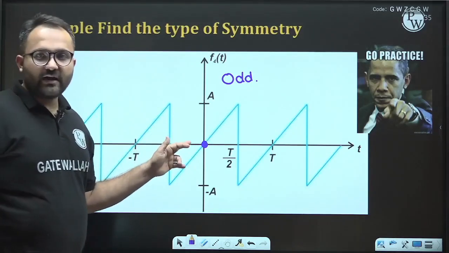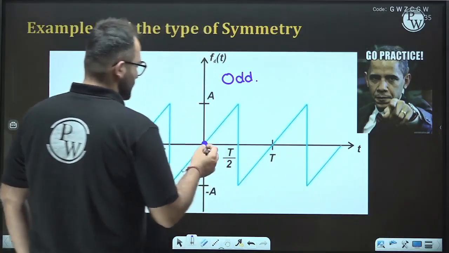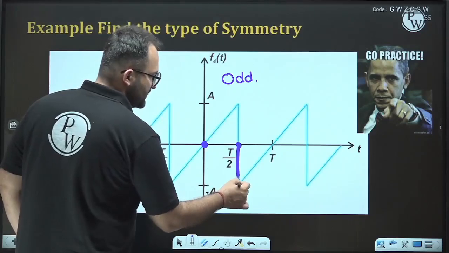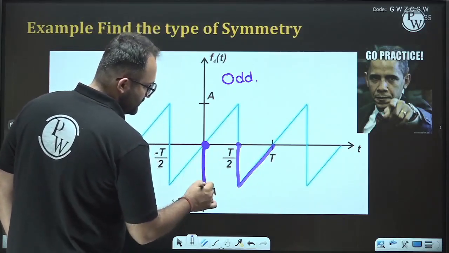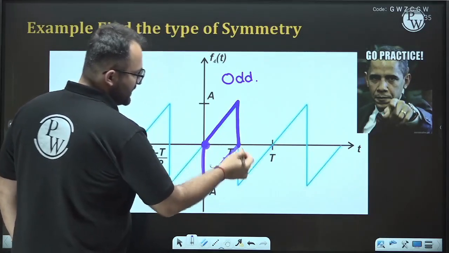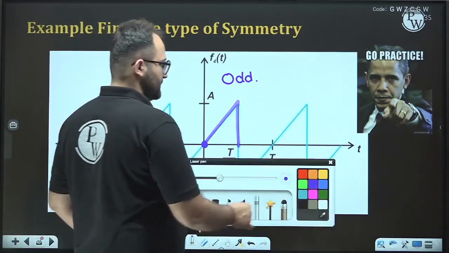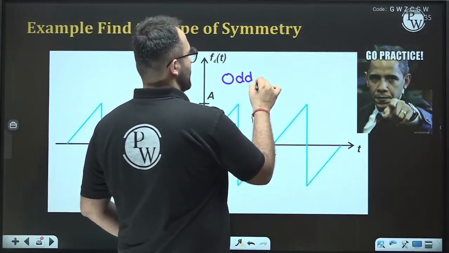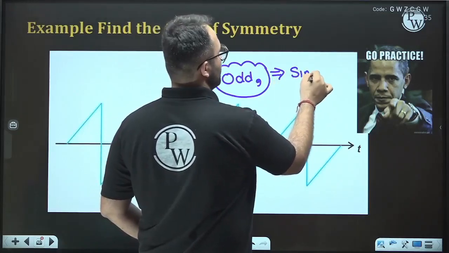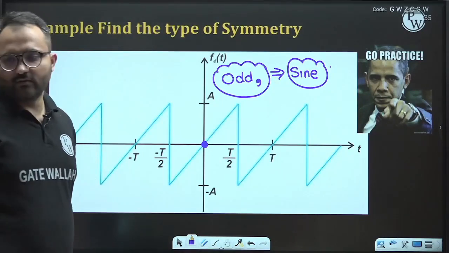Second thing: does this signal have half-wave symmetry? So let us find out. If we shift this by half time period, this triangle will go here. We can see that this triangle and the original light blue triangle are not opposite to each other. So this is not half-wave symmetry. So only odd symmetry is there in this. Odd symmetry means only sine terms will be there in this whole signal.